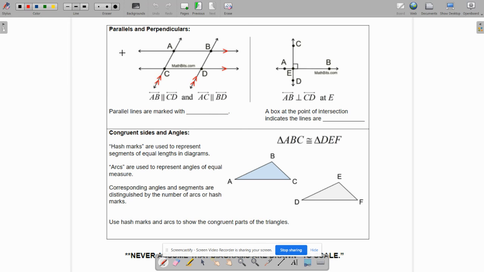Parallel lines are marked with what we call feathers. So in the diagram above, you can see these little arrows in red. There's two sets of parallel lines here. So the first set is marked with a single feather, and the second set each has two feathers. If you see a box at the intersection of lines or segments, that indicates a 90-degree angle or a right angle, which tells us that those lines are perpendicular.